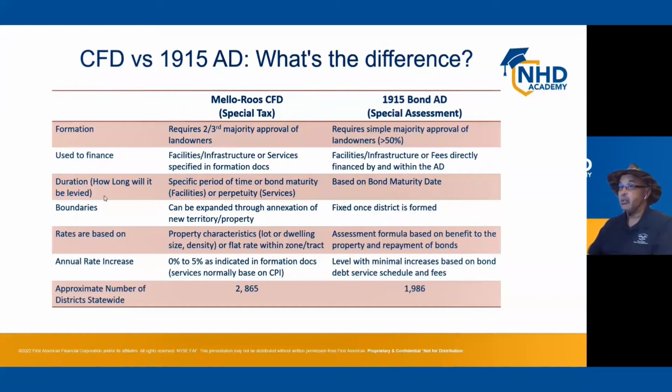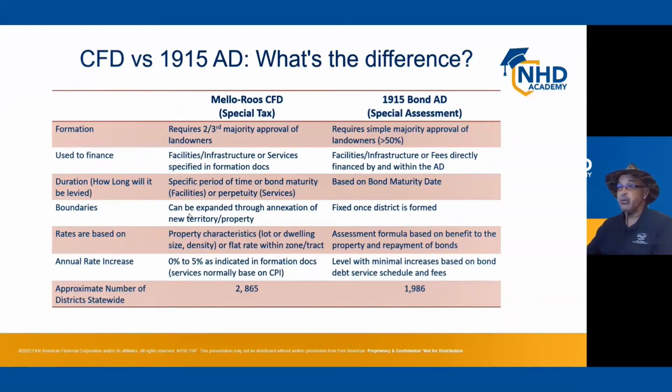The duration, how long will it be levied? Mello-Roos is either for a specific period of time outlined in the formation documents, or the bond maturity, once the bonds mature. If it's a services Mello-Roos district, it may be levied in perpetuity or forever. If it's 1915 bond districts, they will levy until the bonds are matured. At that point, they will no longer collect.